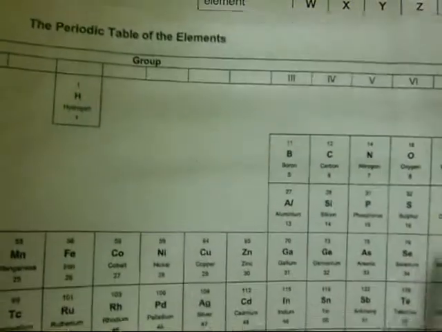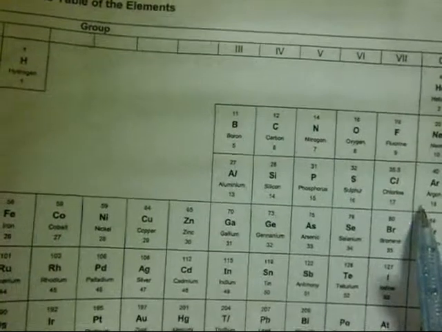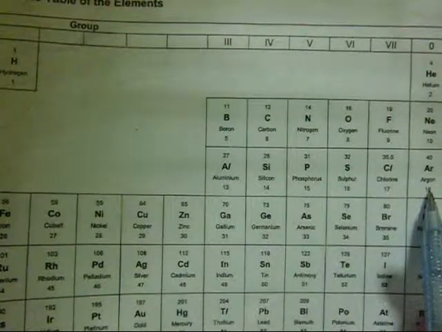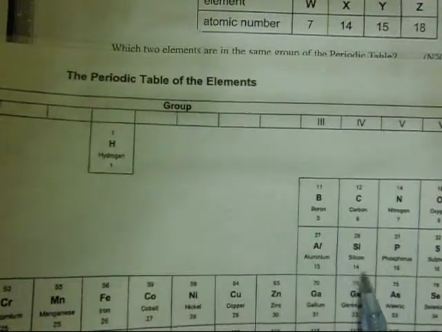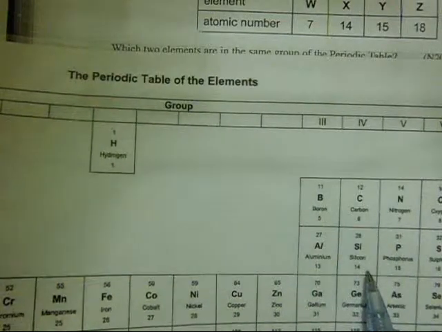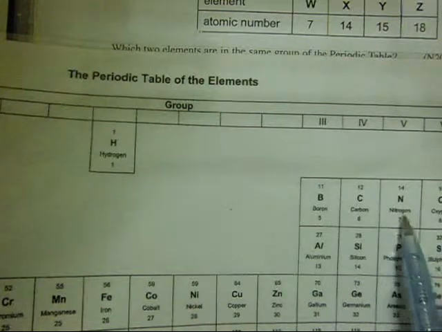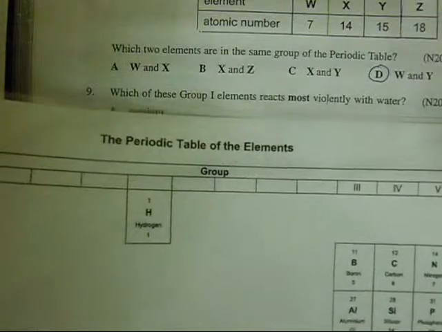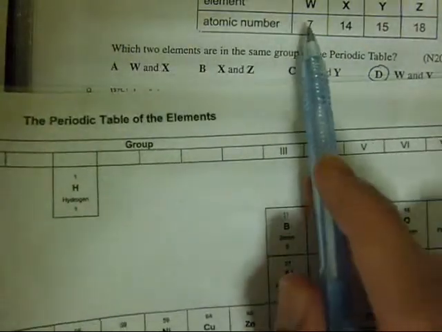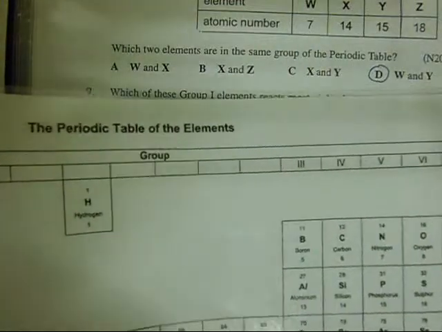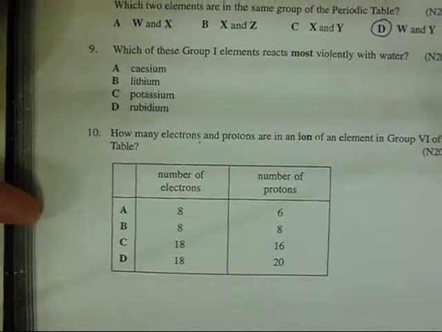The last element, the atomic number is 18. Where is atomic number 18? Argon. Argon is right here. So nitrogen and phosphorus, not silicon. Silicon is X, phosphorus is Y. So W and Y are in the same group. This question is very simple. All you need to do is to locate the elements in the periodic table and see which 2 elements are in the same group. Now let's look at the next question.